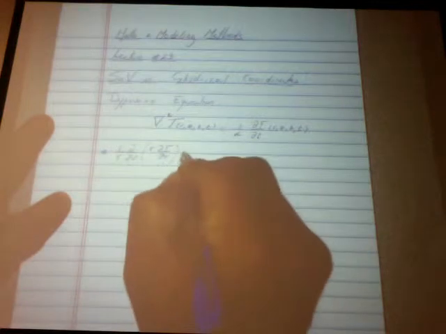1 over r, d/dr of r dT/dr, plus 1 over r squared, d second T, d theta squared, plus d second T, dz squared, is equal to 1 over alpha dT/dt. Okay, so notice that the operator takes on a slightly different form. We have those r's embedded into the operator.